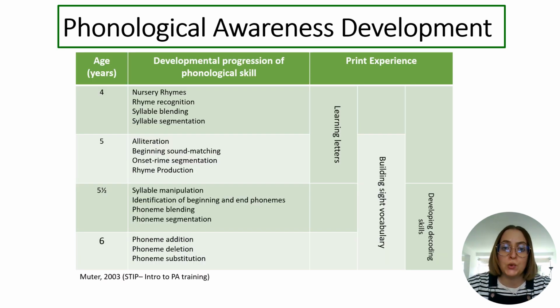So this visual links age to when the child should be developing that skill, and then how it links to phonics experience as well. So learning letters, we expect that by age 4 to 5, building sight vocabulary by age 5 to 6, and then developing decoding skills at age 5.5 to 6.